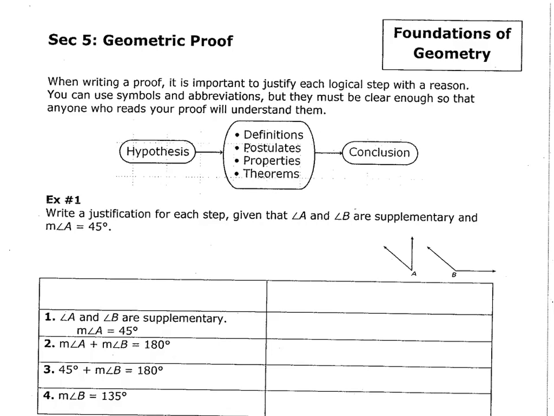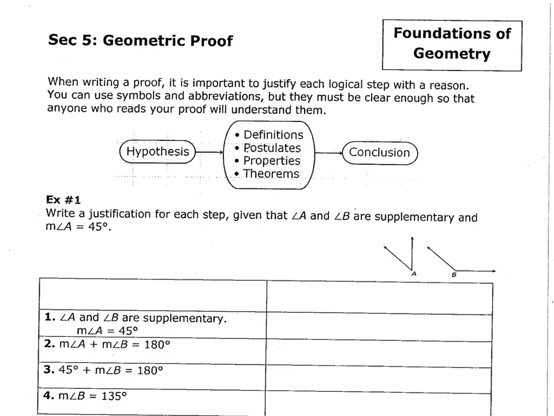Geometric proofs are a little bit different in that it will provide you steps on the left or the right, and you have to fill in the different justifications. So it's just a tiny bit different. You have to have a much better understanding of your different properties.